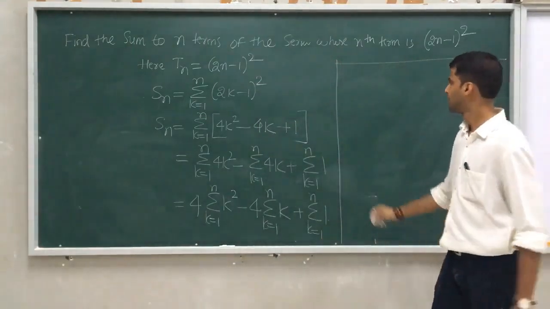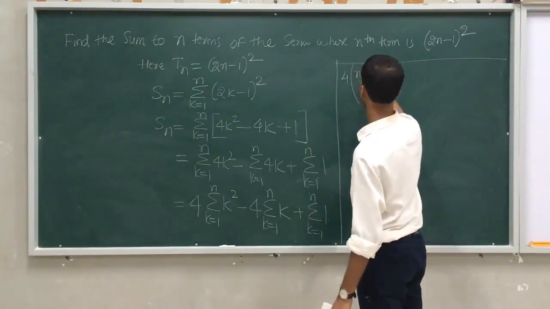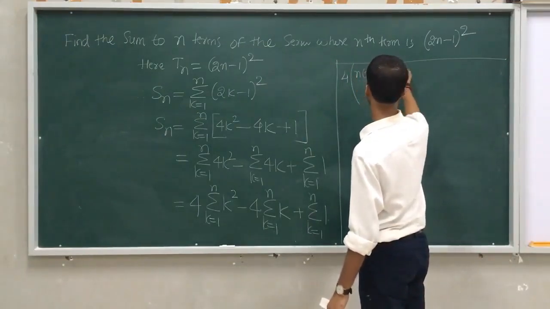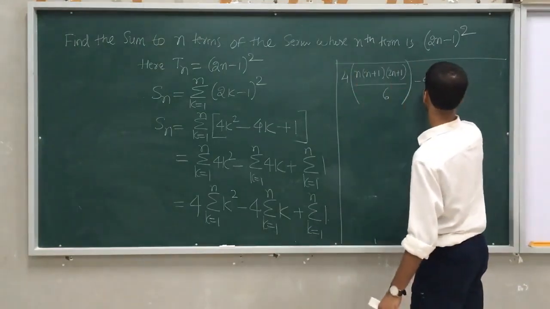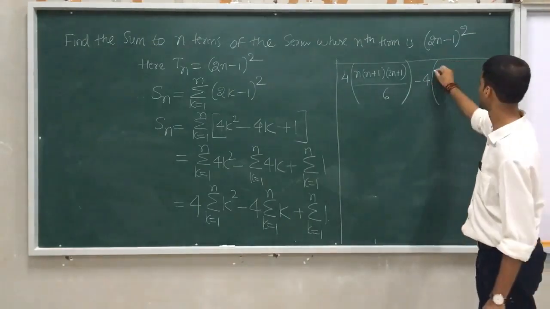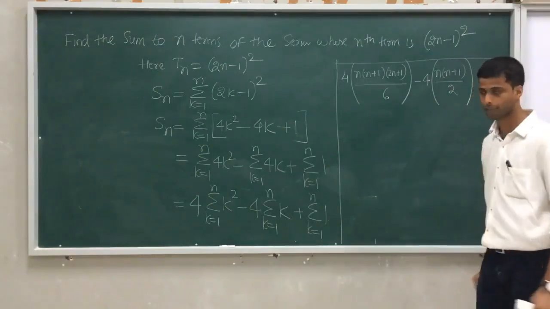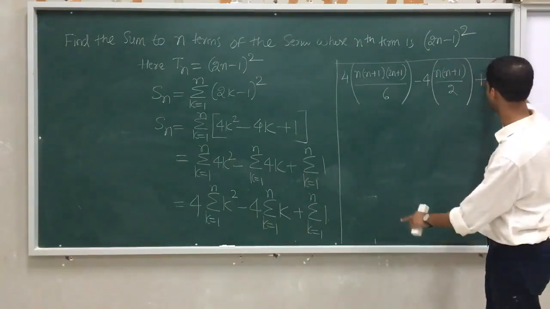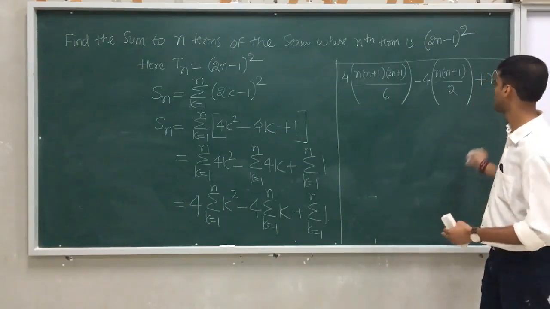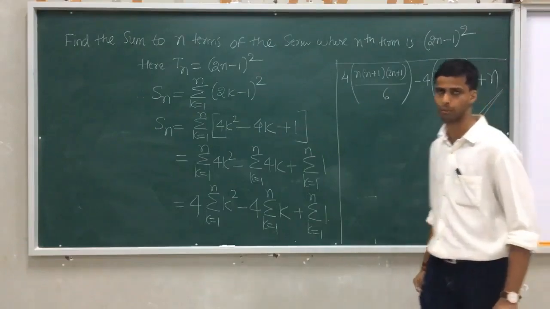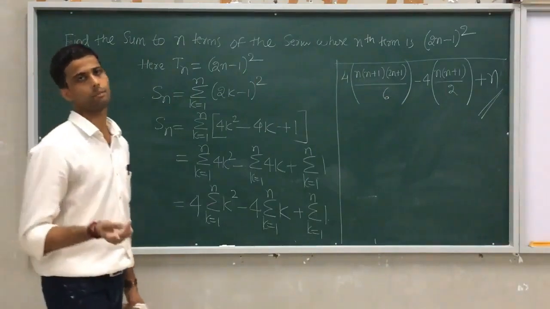Yeah. So this is 4 as it is. You can write this as n into n plus 1 into 2n plus 1 by 6 minus 4 times of this, n into n plus 1 by 2, plus this is repeated n times. If you want, you can simplify these expressions, but it's more than enough for this problem. So this is called the sum to n terms of the series whose nth term is known to me.